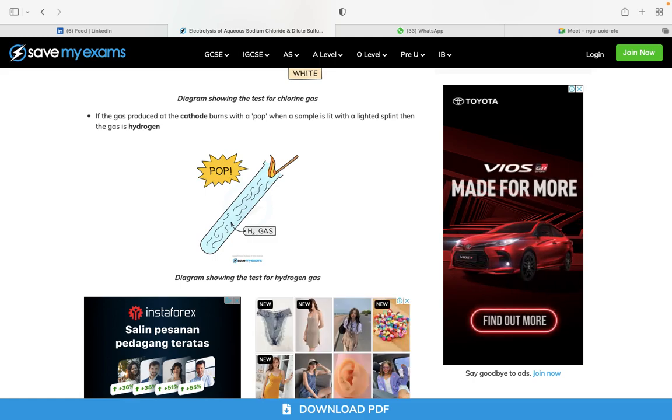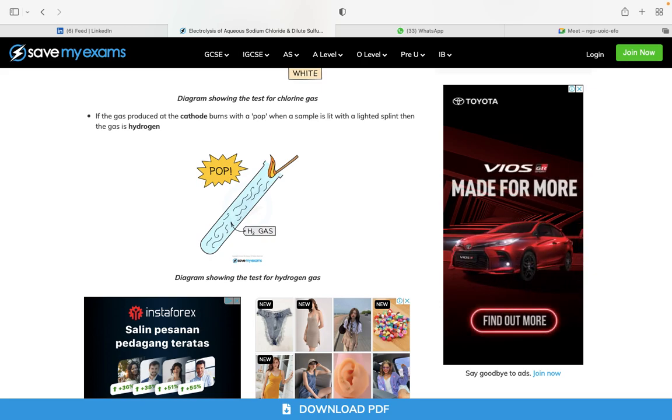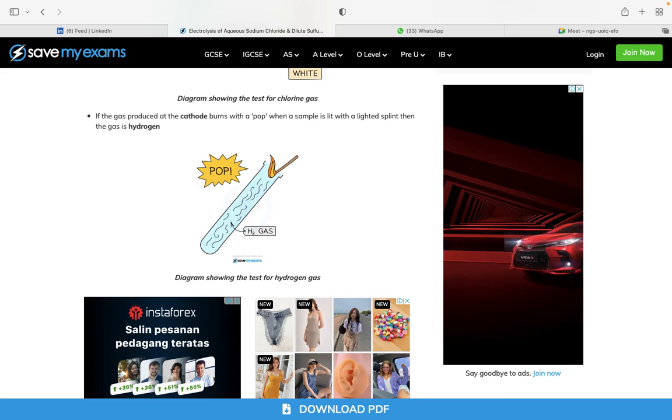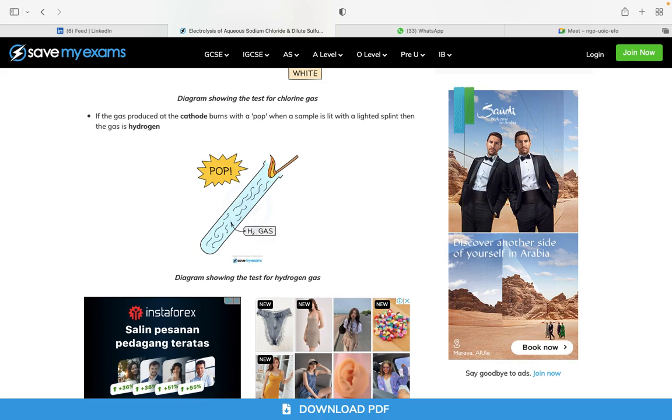Which is the gas that is normally and quickly found at the cathode. So you have to test for this gas. Now, if the gas produced at the cathode burns with a pop sound, like you bring a glowing splint to it, it makes a pop sound. Boom, boom. It makes such a sound.